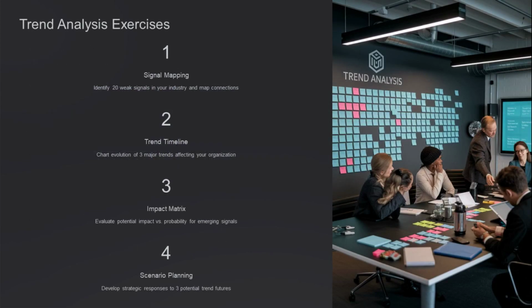To sharpen your skills, try these exercises. One, signal mapping. List 20 weak signals and find connections between them. Two, trend timeline. Trace how 3 trends evolved over time. Three, impact matrix. Rate signals by their potential impact and likelihood. Four, scenario planning. Imagine 3 futures based on trend combinations. These exercises train you to think like a futurist.